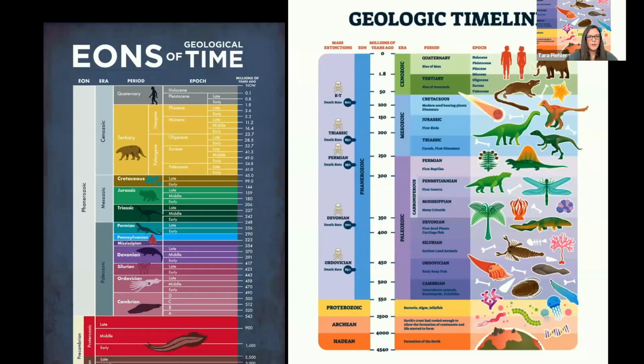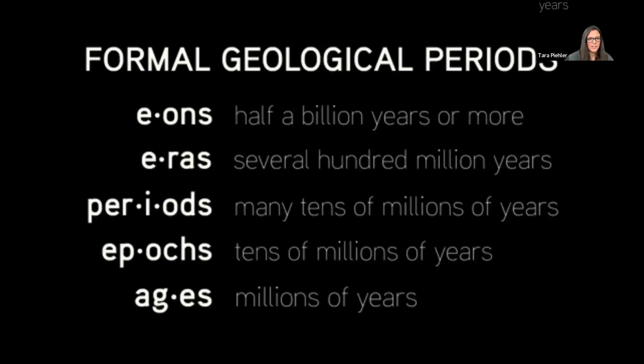So on the very far left here, on that side, you're going to see eons. Okay, so eons are going to be large time scales. All right, so I'll kind of go back to that one here in a second. So eons are 500 million years or more. So we're talking huge time scales.